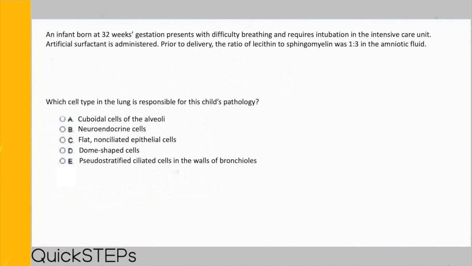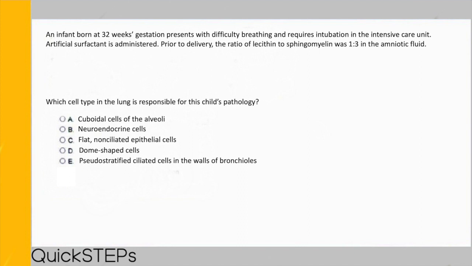So, 32 weeks gestation is considered premature. The baby was given artificial surfactant, which kind of ruins a little bit of the surprise, but this is a classic case of what? What's the disease here? What's the pathology? If you're not sure what the pathology is, also read the next line, where it talks about the lecithin to sphingomyelin.